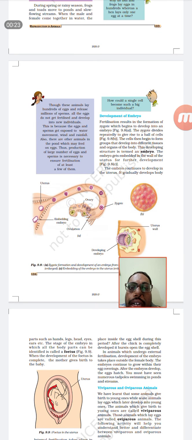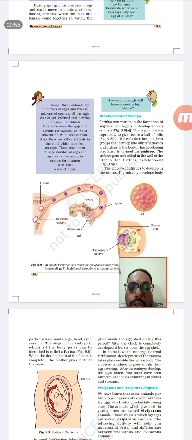That means after fertilization, what will happen? The zygote that is formed will slowly move through the fallopian tubes, and it will come and stick or embed to the uterus walls. So the further development of the zygote will take place inside the uterus walls. Once it is attached to the uterus walls, it starts to grow.